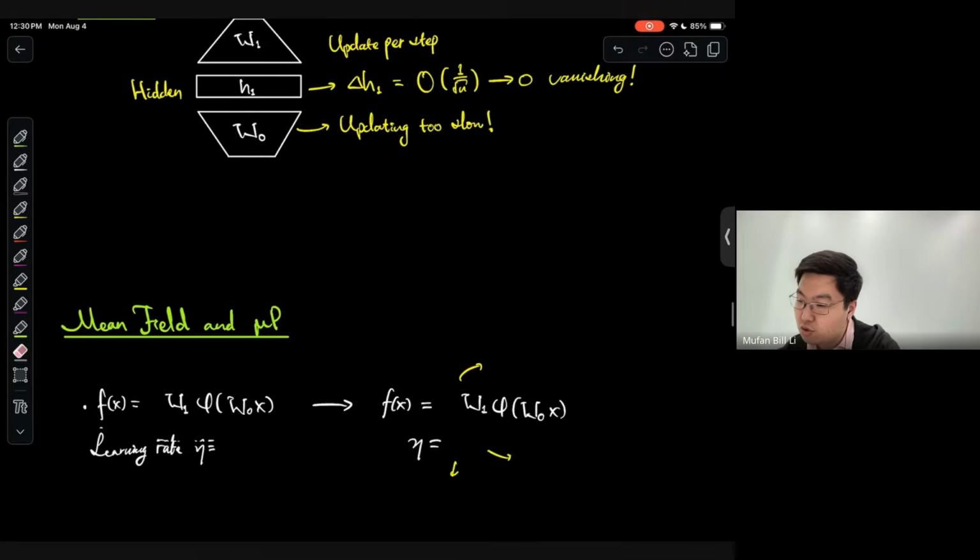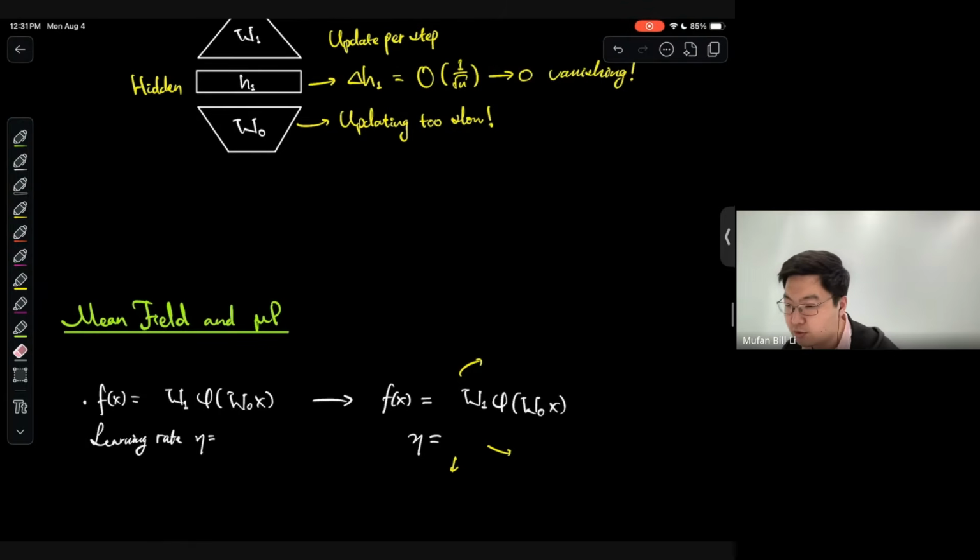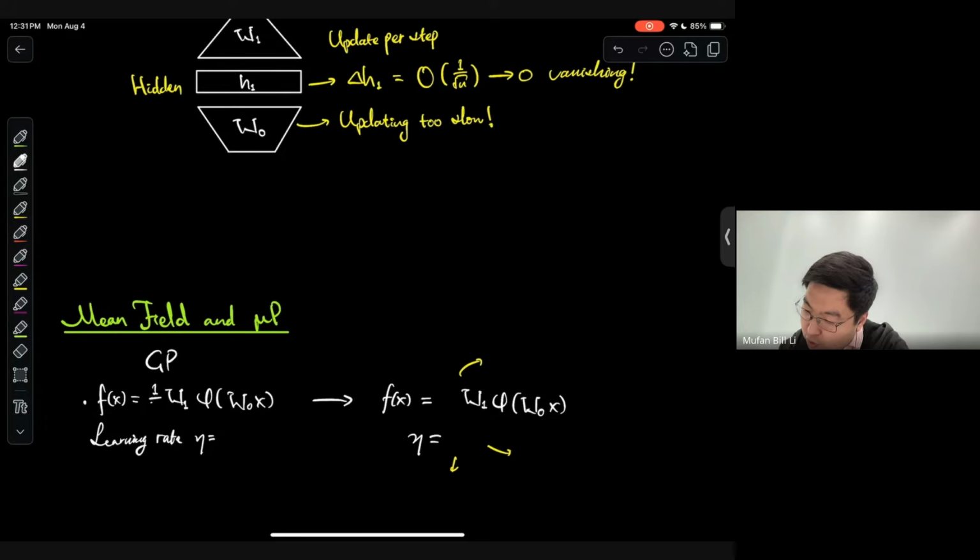So this leads to a slightly different scaling called mean field, also known as mu-p scaling. And I'll explain what this means in 1 second. Let me just briefly say, this is the Gaussian process limit. And usually we use the scaling 1 over square root of n, 1 over square root of width. And the learning rate we use is actually constant. So this is a scaling that we know is numerically stable, gives us the Gaussian process limit, and it's nice.